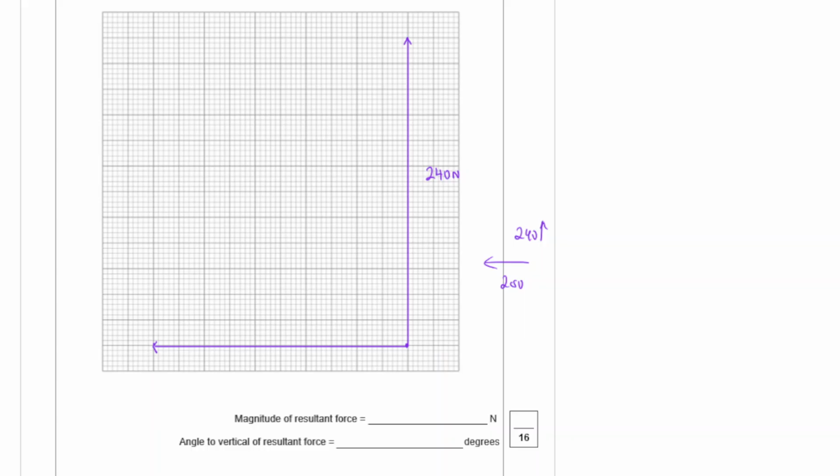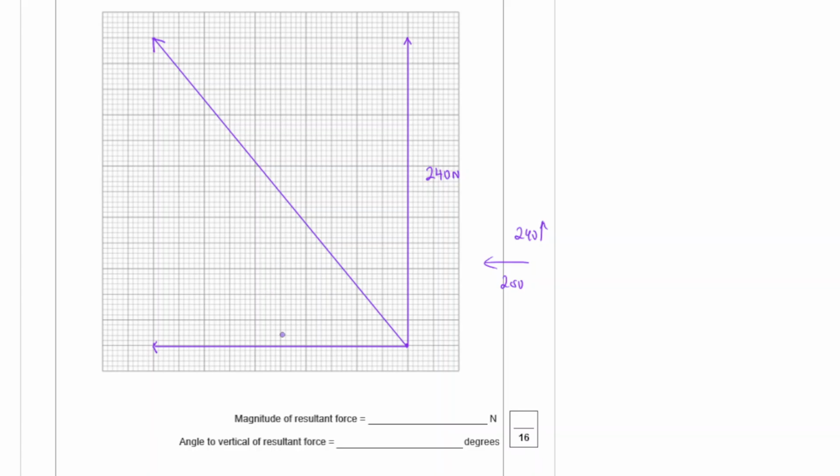Now, I would need to connect from this point to here. The line was nearly straight. Right, so it has to be that point, and you could use a ruler to measure the length from the origin all the way up to here.